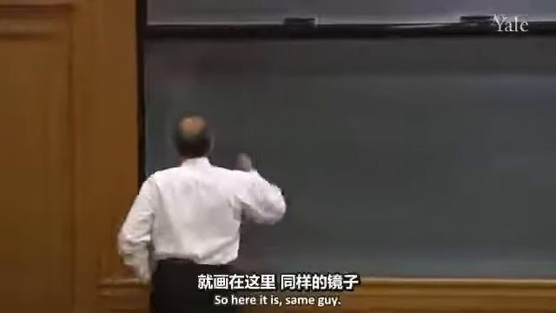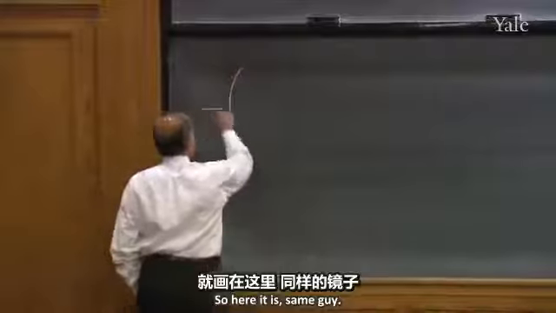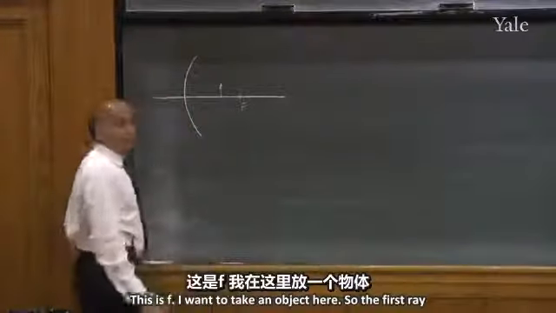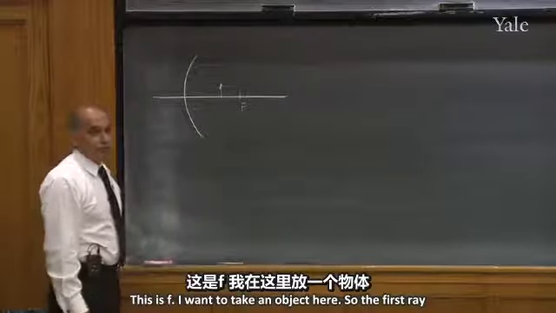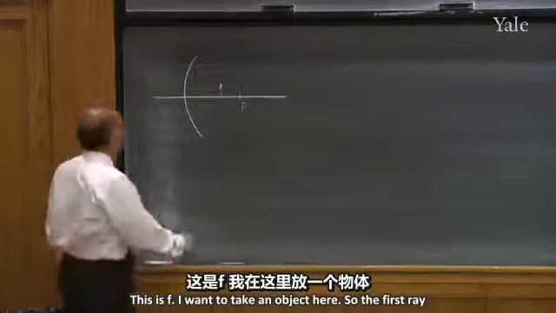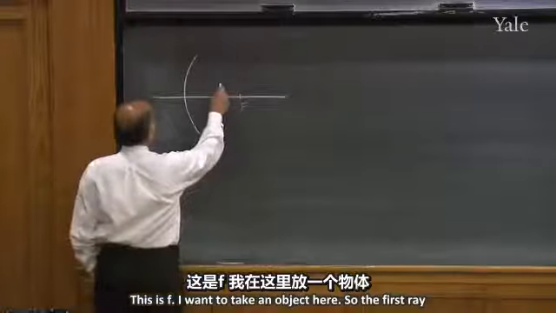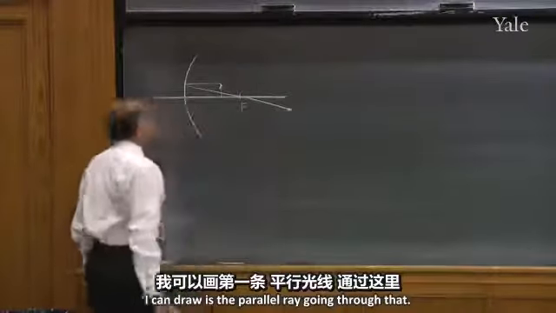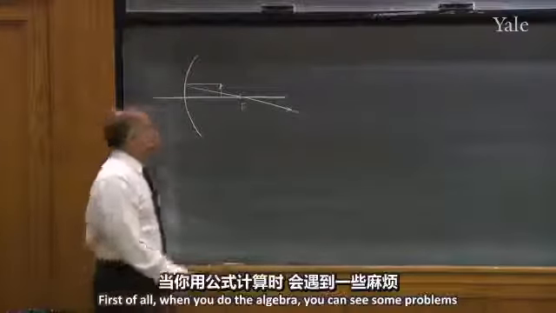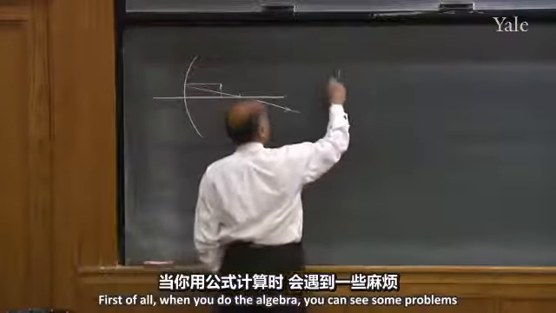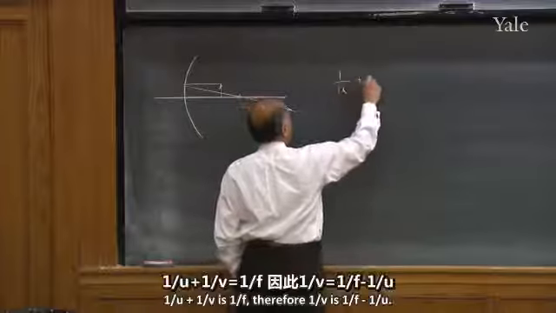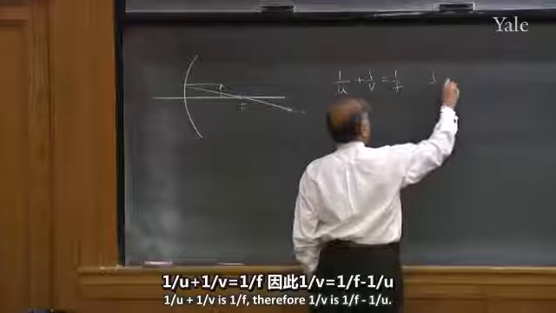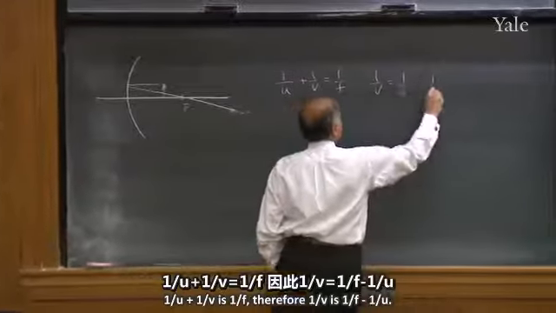So here it is. Same guy. This is f. And I want to take an object here. So the first ray I can draw is the parallel ray going through that. First of all, when you do the algebra, you can see some problems. 1 over u plus 1 over v is 1 over f. Therefore, 1 over v is 1 over f minus 1 over u.